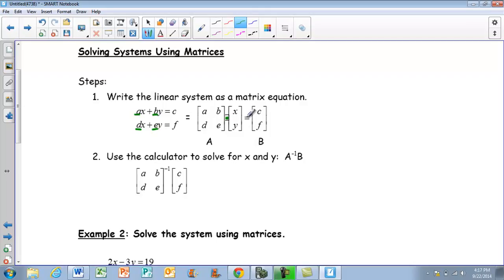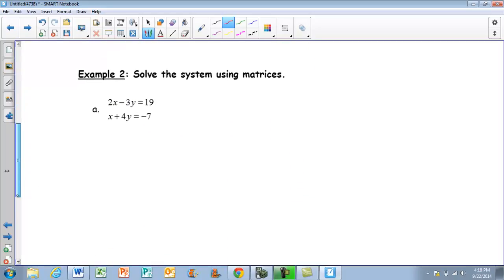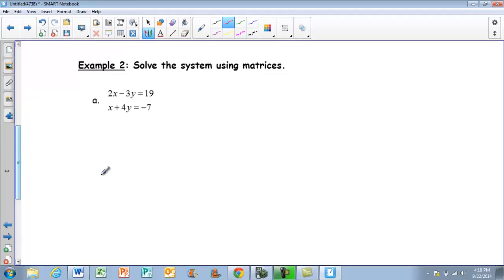To solve that system, what you're going to do is this step right here. You're going to take the inverse of that first matrix, and then you're going to multiply it by the answers in that second one, so the answers on the other side of our equal sign. I know it sounds confusing, but I'm going to show you guys how to put it right into your calculator. So if we look at example 2, first thing I'm going to do is set it up by hand.